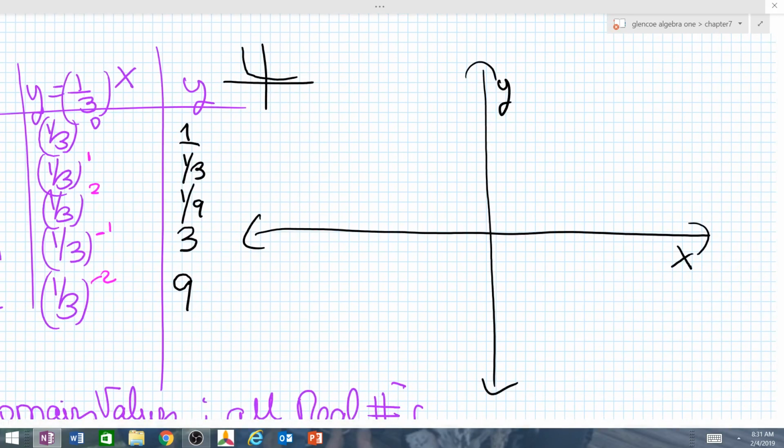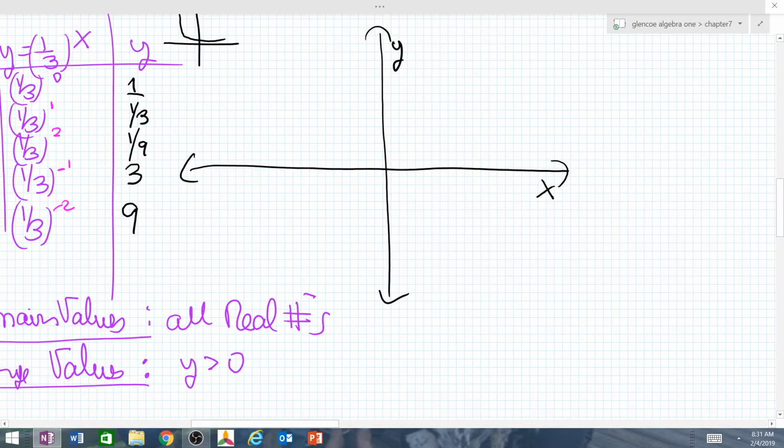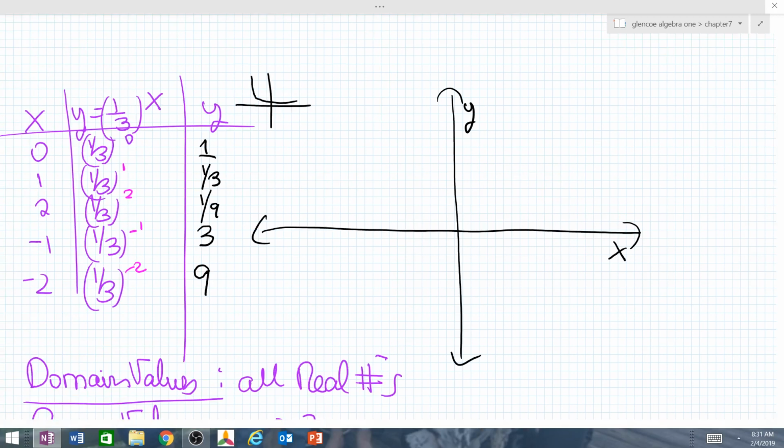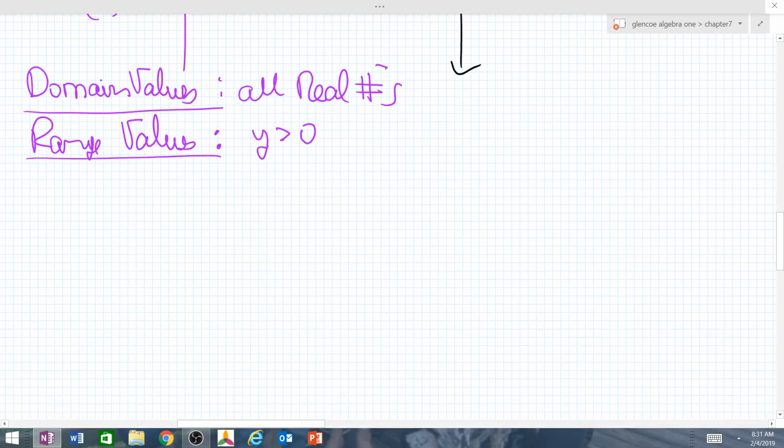Okay, so now we are ready to graph our points. The first point is 0, 1. The next point is 1, 1/3, 2, 1/9, -1, 3, and -2, 9. Let's just pretend 9's up there, and it's going to look like this. And you just have to kind of fudge it a little bit to make sure it comes down close to the x-axis. So if I were to ask you what the y-intercept is on this one, what would you all tell me? The y-intercept is? Good job. Good job.